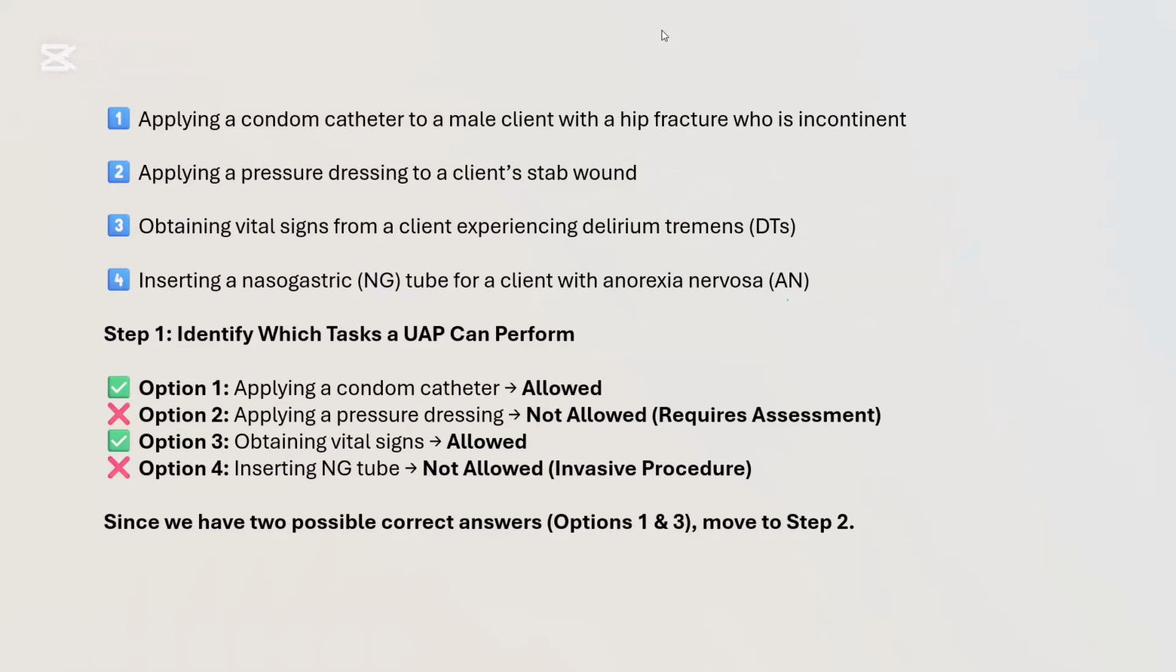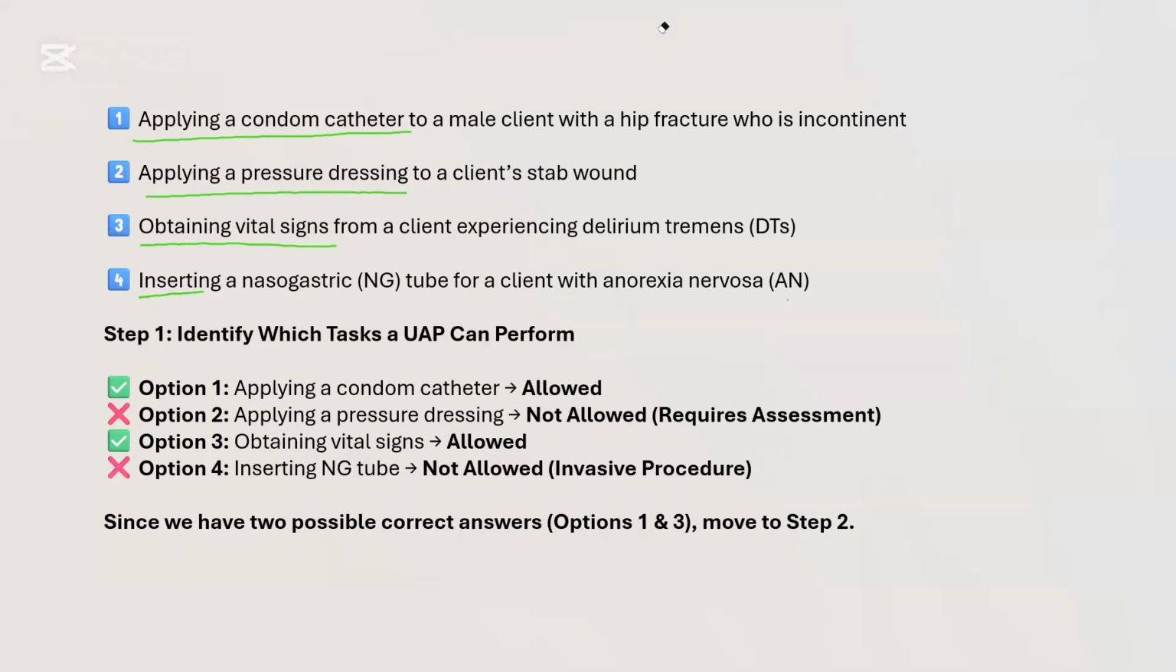From step one, we try to identify the tasks. Now, what is the task? The task is what we are asking the UAP to go and do. Bathe the patient, obtain vital signs, you understand? So that's the task. Bathe a patient with Alzheimer's: Alzheimer's is the condition, but step one is the task. We are dealing with the task. Apply condom catheter, that is the task. Apply pressure dressing, that is the task. Obtain vital signs, that is the task. Insert NG tube, that is the task.